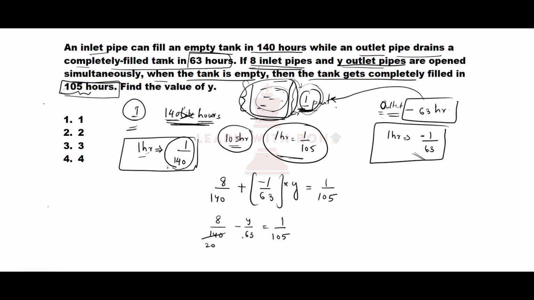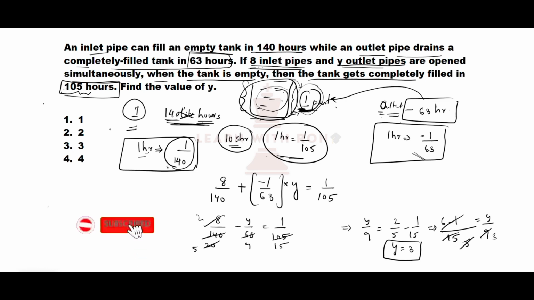See, 7 20s, 7 9s, 7 15s, 4 2s, 4 5s. Which implies Y by 9 is equal to 2 by 5 minus 1 by 15, which implies the LCM is 15. 5 3s, 3 2s are 6, minus 1 is equal to Y by 9. So 3 3s, 3 5s, 6 minus 1, 5 5s cancel. So Y is equal to 3, which is option number 3. Let's see our next question.